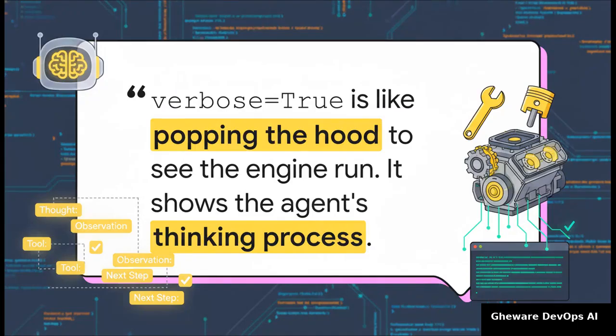Oh, and one last, really crucial thing we add to the agent executor is verbose equals true. Think of this as a magic window into the agent's mind. When we run our agent, this is going to print out its entire thought process step by step. What it's thinking, which tool it decides to use, what the output of that tool was, all of it. For debugging and just for learning how this stuff works, this is absolute gold.